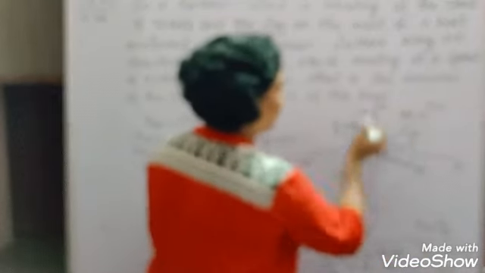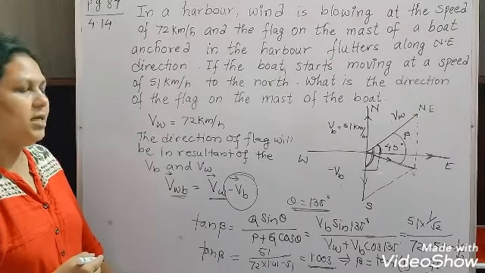So simply what we can say here is 45 degrees from the first vector, that means from VW. So the flag will flutter again in the east direction, towards east. So this will be the answer. The flag will now flutter in the east direction.